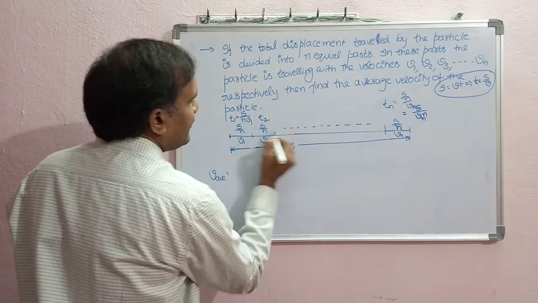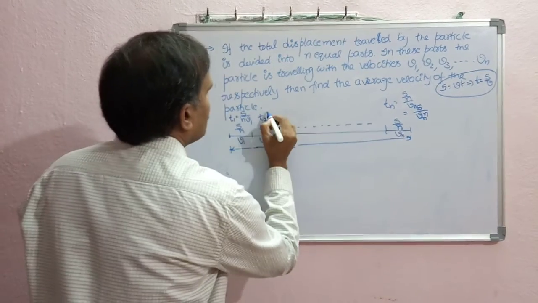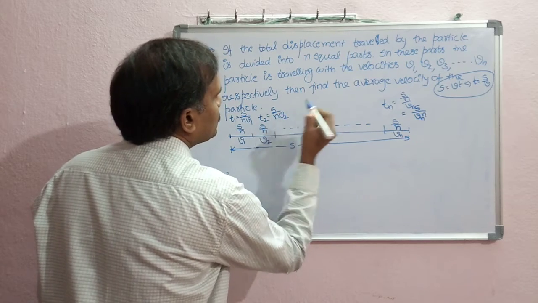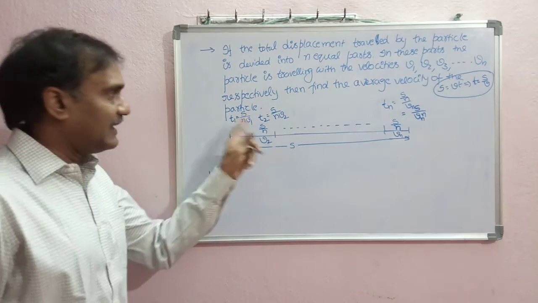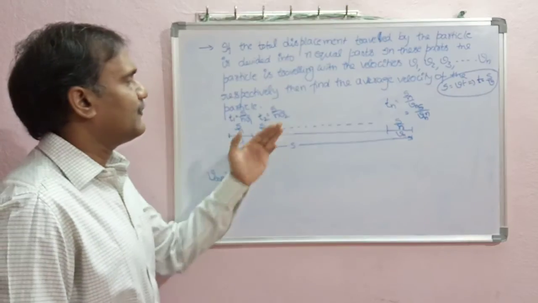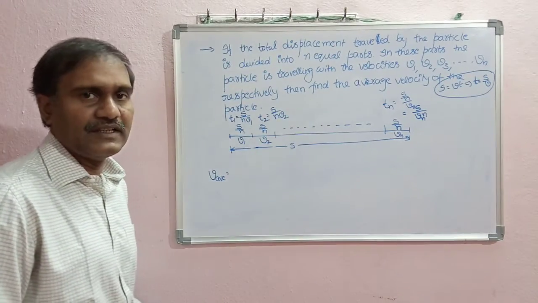Here, T2 is equal to S by N into V2. T3 is S by N into V3, because it is S by N divided by V3. Therefore, it becomes S by N into V3.